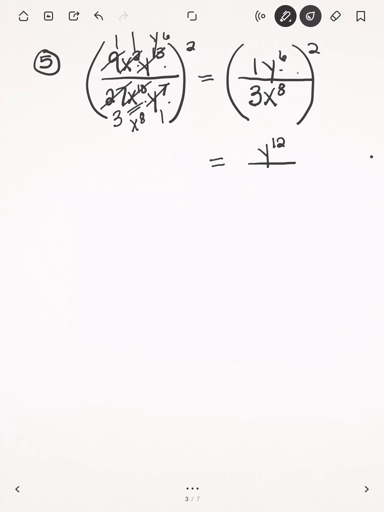And on the bottom, I have 3 raised to the 2nd power. Remember, 3 to the 2nd power is 3 times 3. It is not 3 times 2. So I get 9. And then I have x to the 8th power raised to the 2nd power. Power to a power, I multiply my exponents, and I have x to the 16. I cannot simplify anything else because I have y's on top and x's on the bottom. So this is my simplified answer.